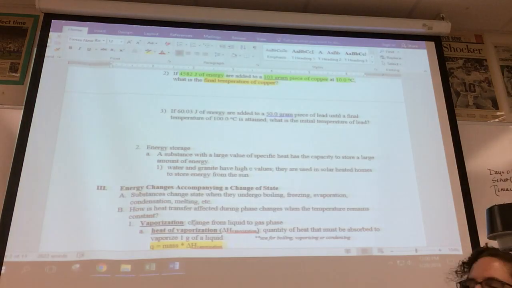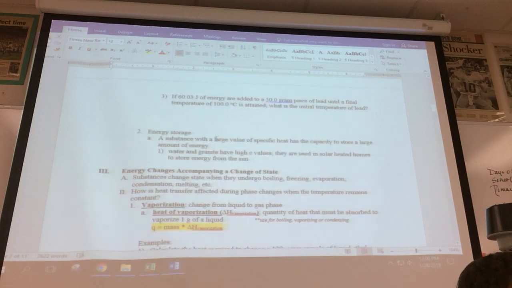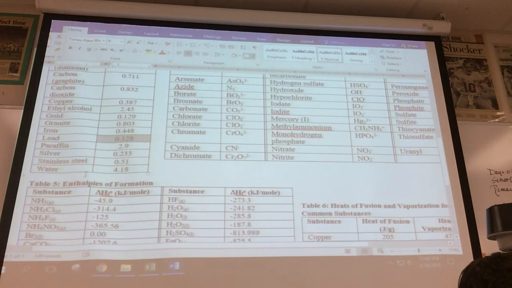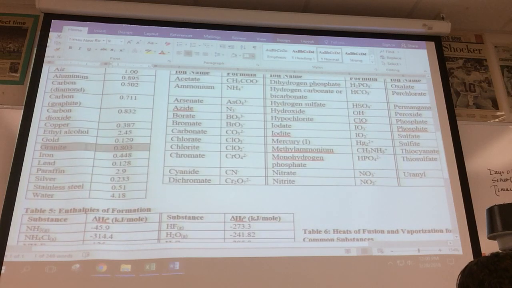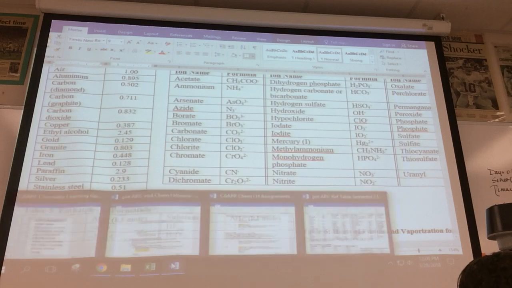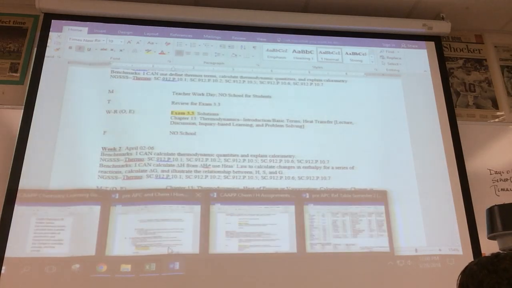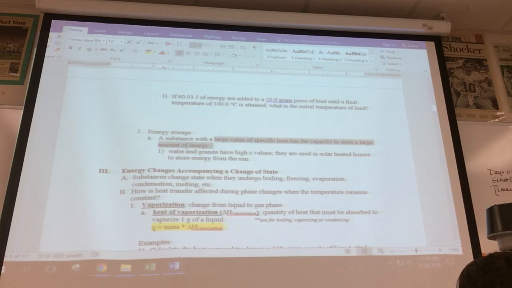And then the last thing I want to mention, I'll flash that back on the screen just to finish out this piece. We have been calculating heat transfer where Q is equal to mc delta T. Substances that have very large specific heats are going to be able to store a lot of energy. For example, water and granite, if you look at this table, water has a specific heat of 4.18 joules per gram degrees Celsius. Granite's about 0.803 joules per gram degrees Celsius. And as a result, they can store a lot of energy.